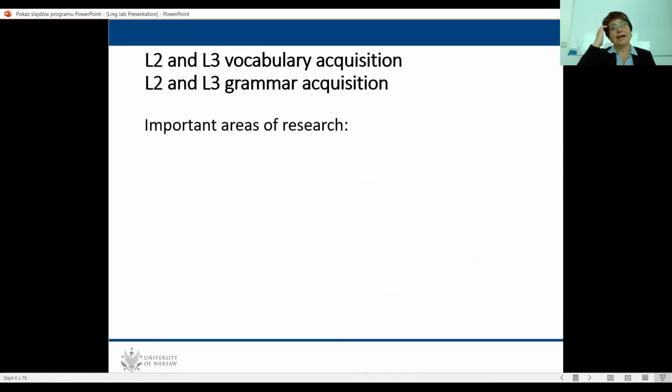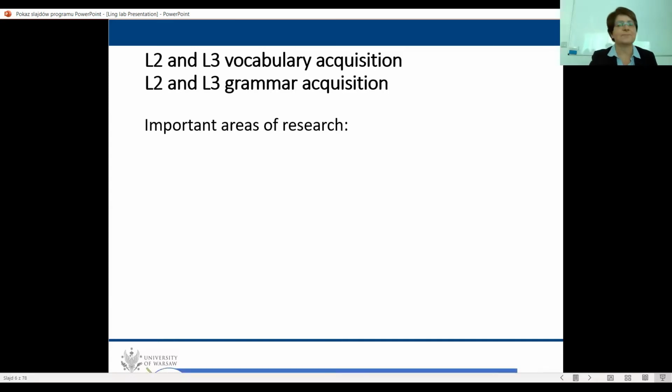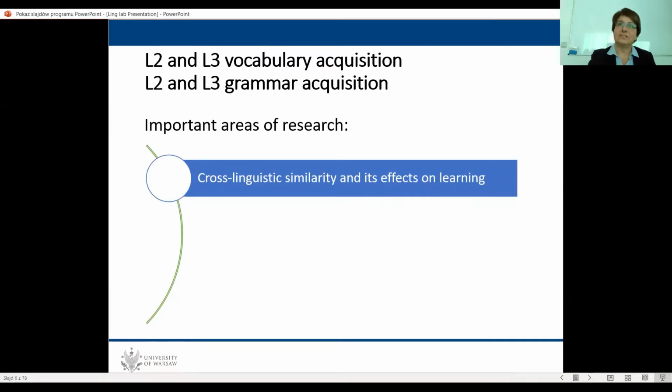So if you think about second and third language vocabulary acquisition, the areas which are important in this type of research, the areas which are important for us definitely, will be cross-linguistic similarity.